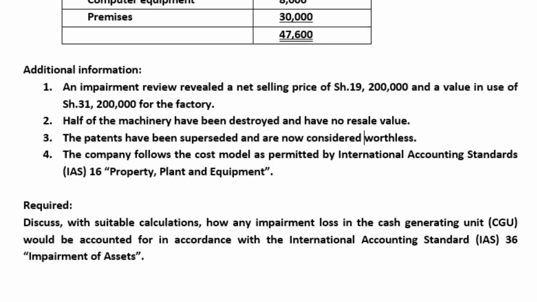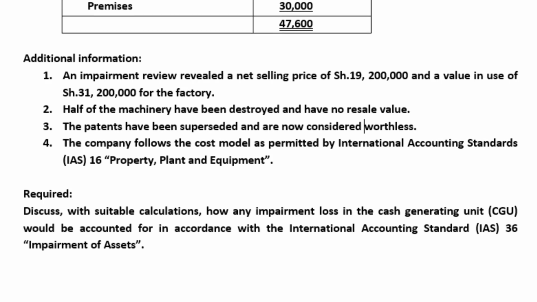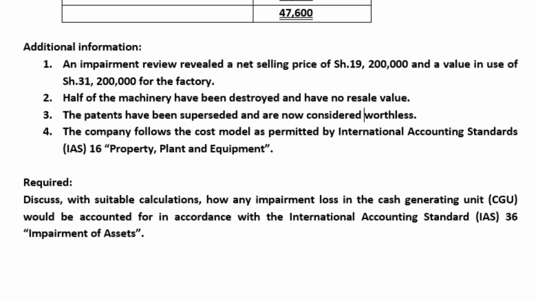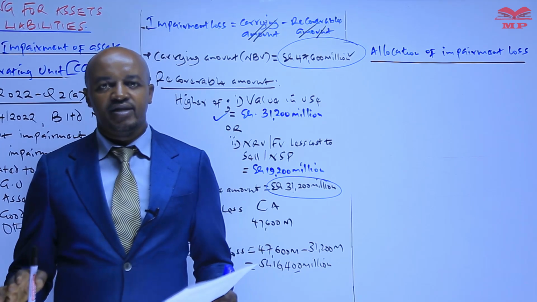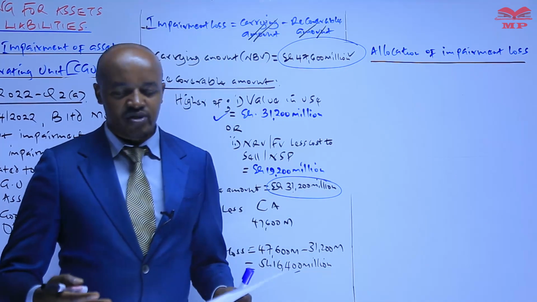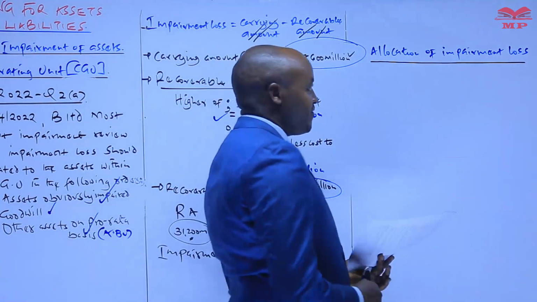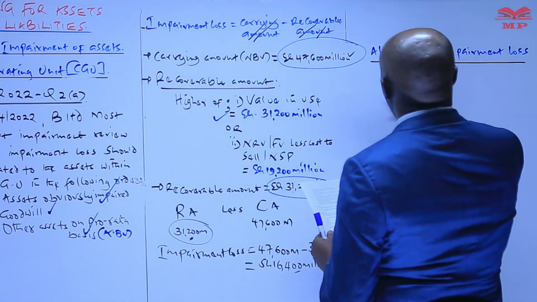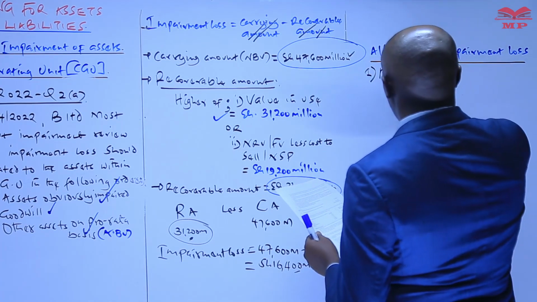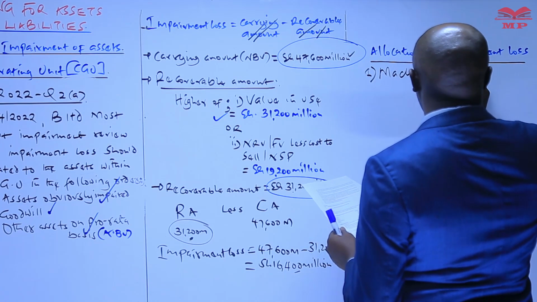Let's go to the additional information number 2. We are told half of the machines have been destroyed and therefore they have no resale value. So any asset which does not have a resale value is obviously impaired, because assets which are obviously impaired are those assets which are destroyed, or basically those assets which are fully damaged. So therefore, number 1, we are going to allocate to machines, and basically not all the machines. We are told half of the machines.